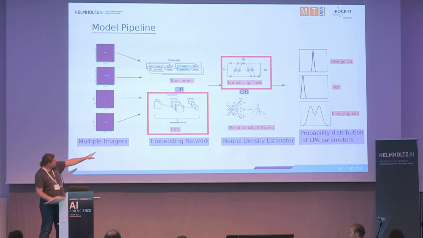And then, for example, we can get out these probability distributions for values of our certain parameters, like the divergence, which gets a certain value, or the energy spread, which would have a bimodal distribution in this example. So basically, there are two possible values it can have given the observation.